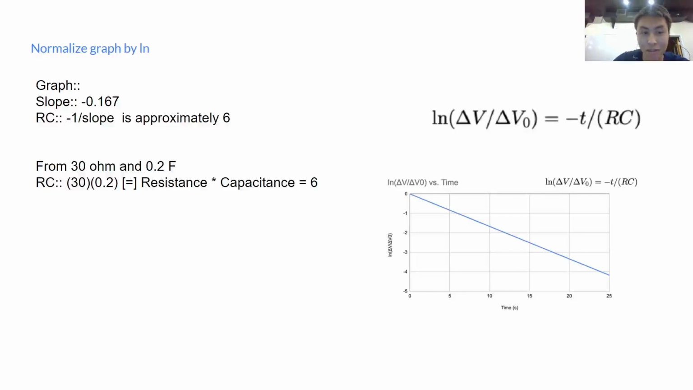Now, from the idea that RC is literally resistance and capacitance, if you multiply the resistance of 30 ohms by 0.2 farads, then you get 6, which implies that our model is, indeed, muy bueno.